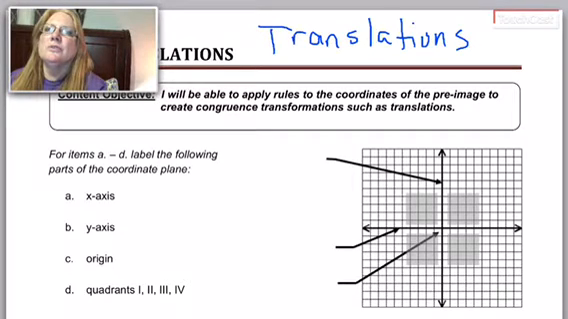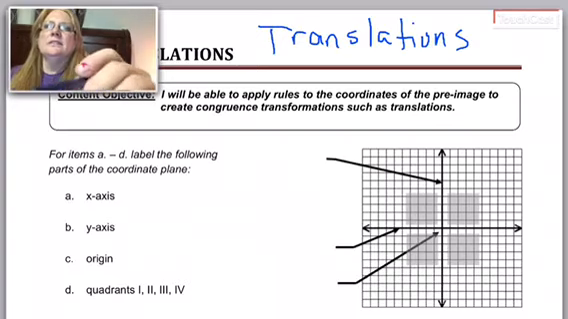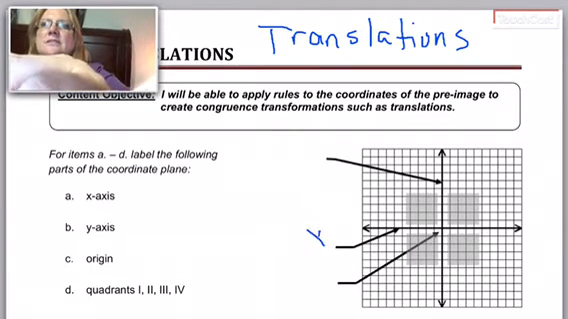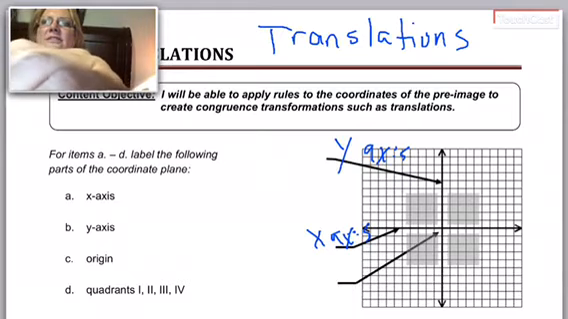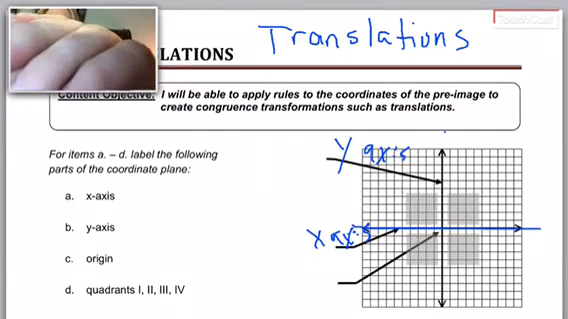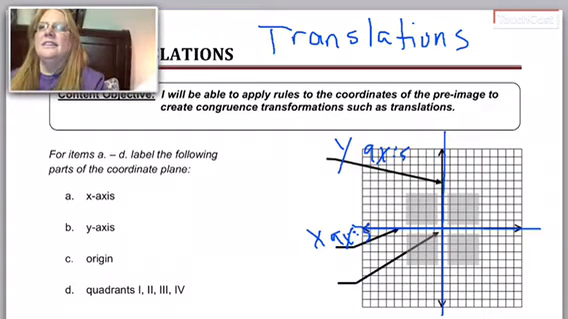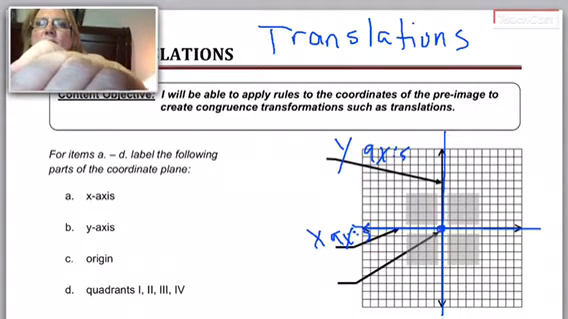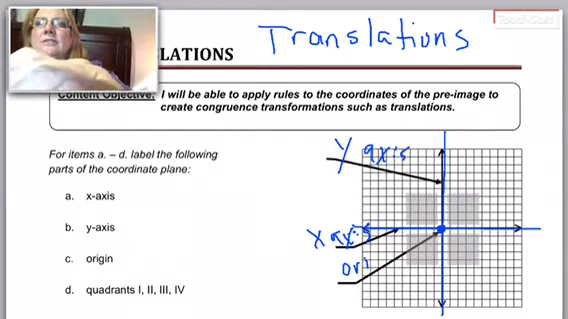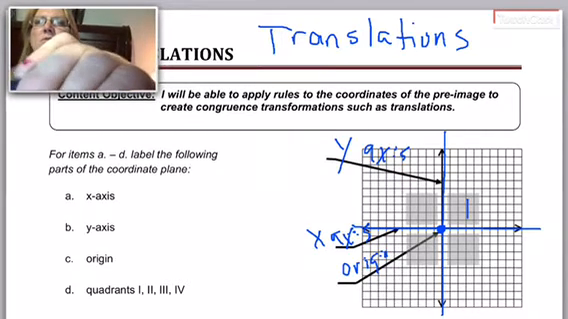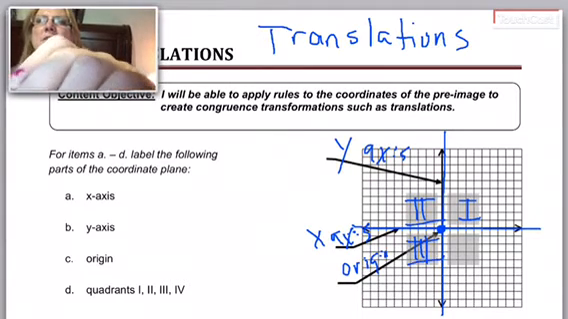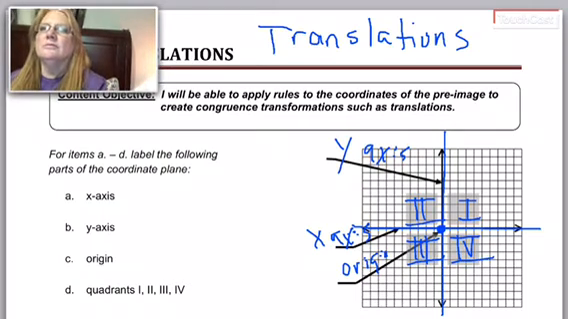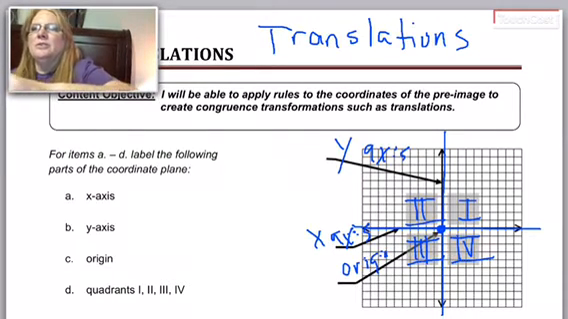First we're just going to review the coordinate plane. This is the x-axis, and this would be the y-axis. The origin is the center point right here. Then we have the different quadrants: quadrant 1, quadrant 2, quadrant 3, and quadrant 4. I feel like y'all should be pretty familiar with those.